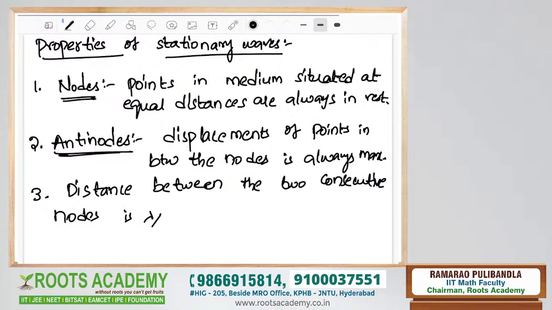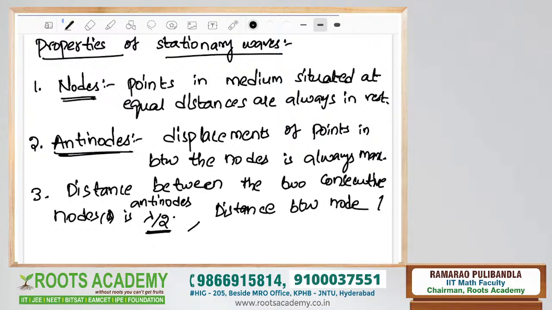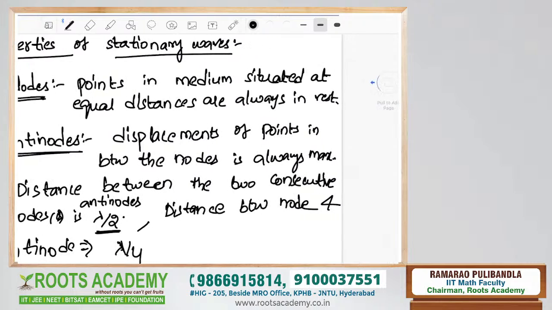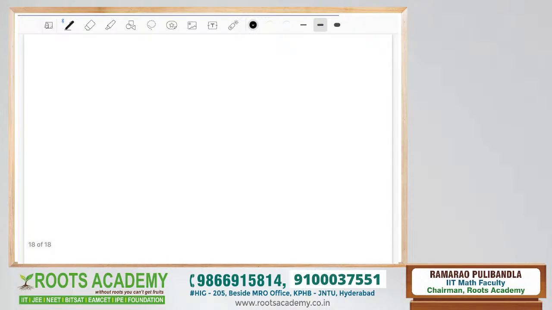Is lambda by 2. So when the distance is between two consecutive nodes or two consecutive antinodes, so when both are antinodes or both are nodes, then the distance is lambda by 2. If we want the distance between a node and an antinode, that would be lambda divided by 4. So it is one of the important properties of this standing wave.